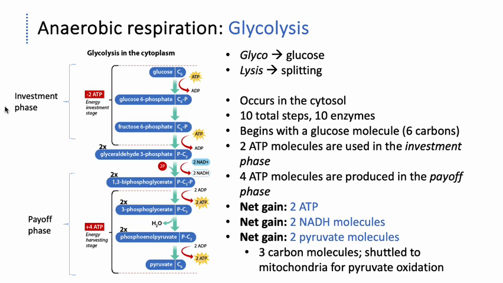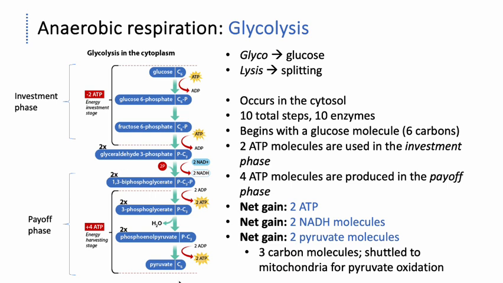What then happens is the payoff phase. This is happening twice, so notice these 2 times indicators here. Whenever we go from this glyceraldehyde 3-phosphate, which is a 3-carbon molecule, through the payoff phase, we make 2 ATP, and we create pyruvate. Remember, we make 2 of them.